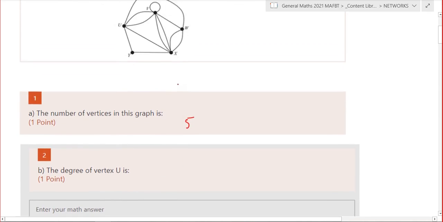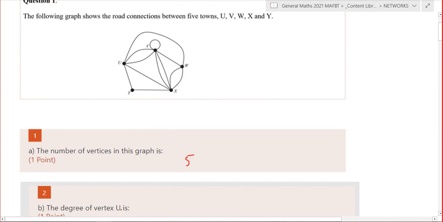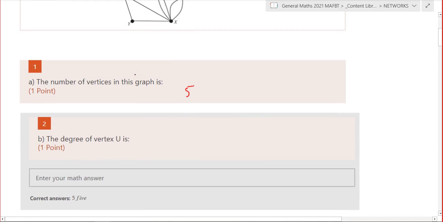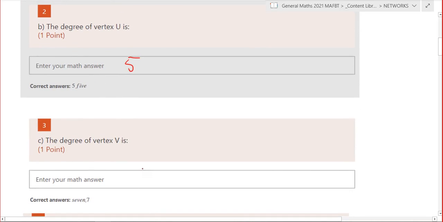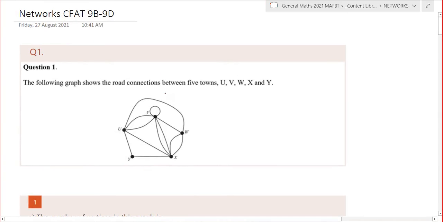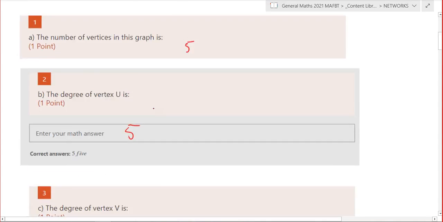The degree of vertex U. Degree refers to how many edges connect to that vertex. So for vertex U, you've got 1, 2, 3, 4, 5. So 5 for U. And then the degree of vertex V. V will be this one. You've got 1, 2, 3, 4, 5, and then this should be 6. So let's say it's 7 there.